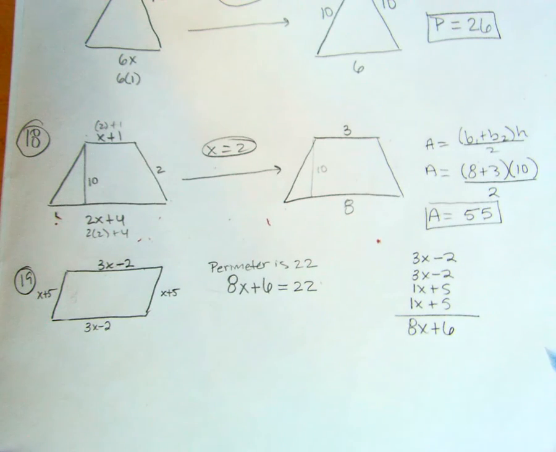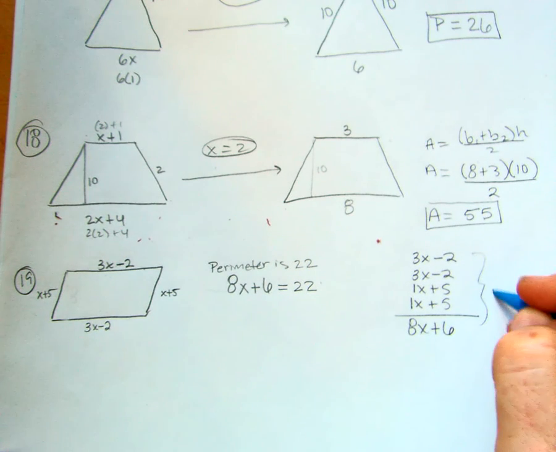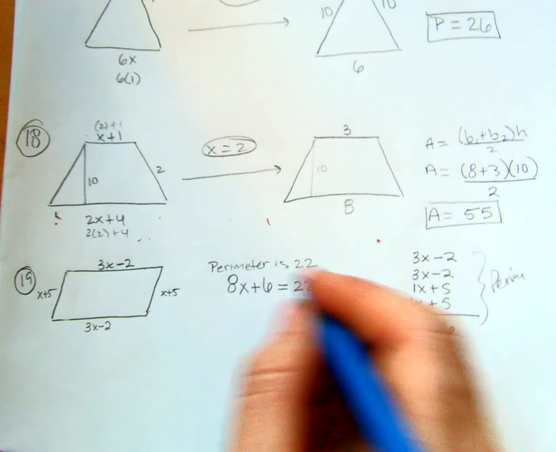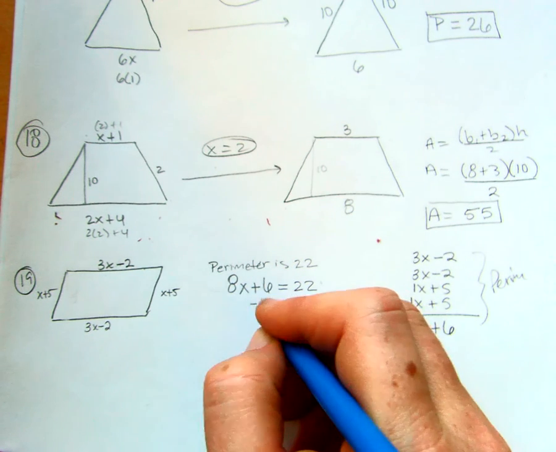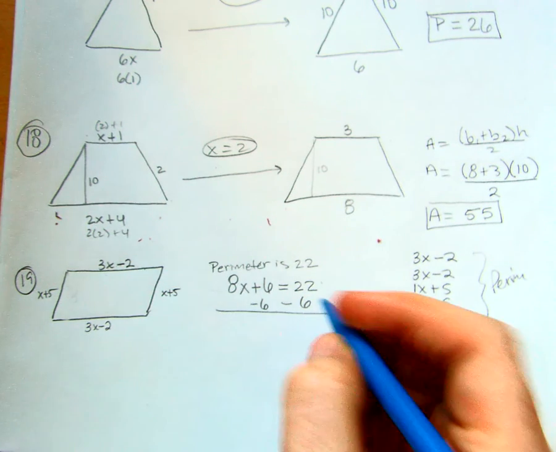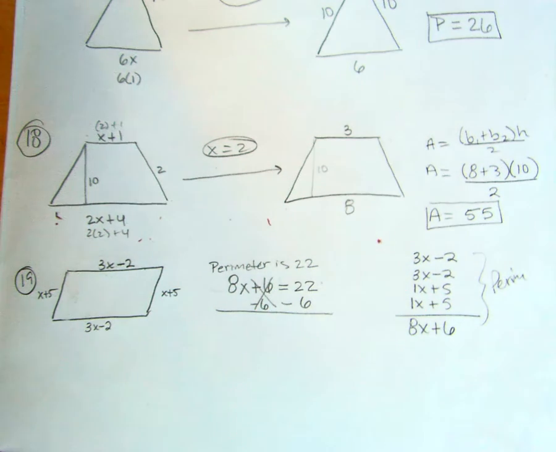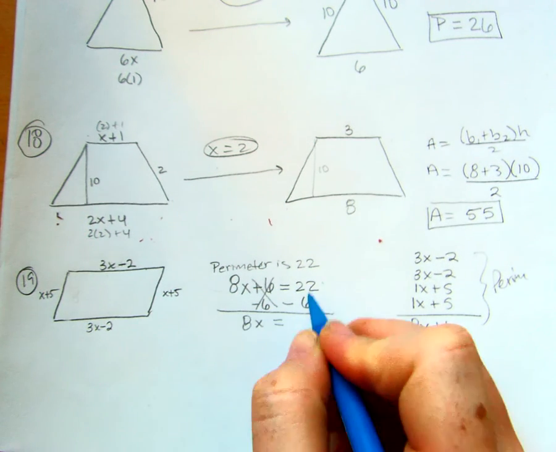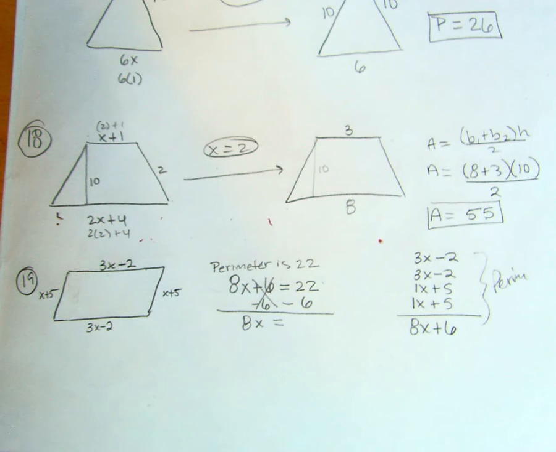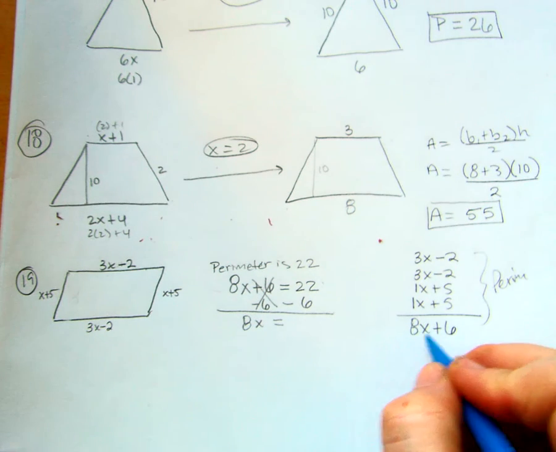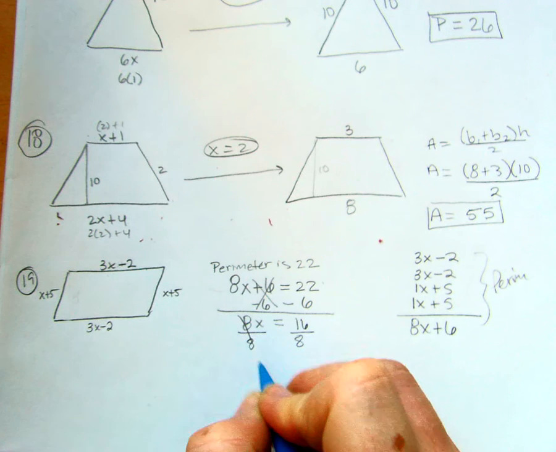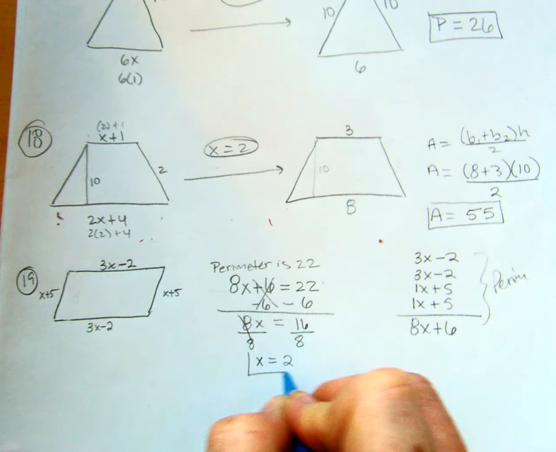Okay, so this right here is the sum of the sides, or the perimeter of my figure. And then I just need to solve this equation. So I'm going to subtract 6 from both sides across the equal sign, keeping it nice and balanced. That gives me 8x is equal to 22 minus 6, which is 16. And then I can divide both sides by 8 and say, okay, well, x is 2.